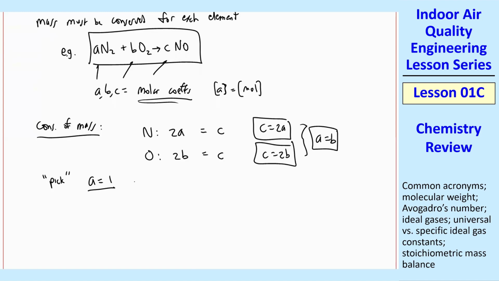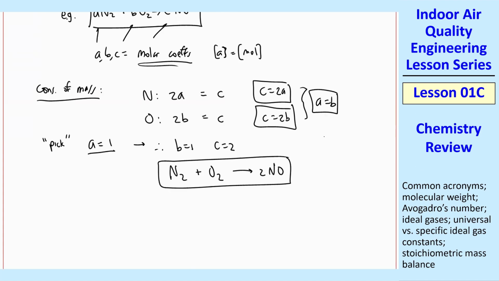Usually we pick something nice like 1, and therefore from these two equations, B is equal to A, so B equals 1, and C is equal to 2A, so C equals 2. So then we would write A equals 1, N2 plus B equals 1, O2 yields C equals 2, NO. You could do that in your head, since it's such a simple equation.